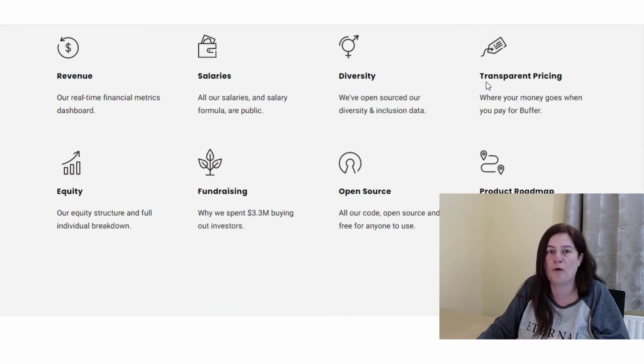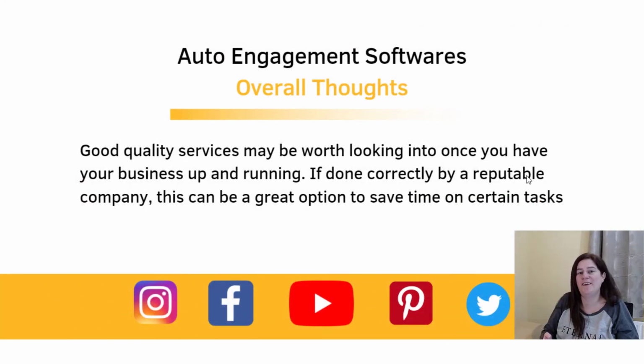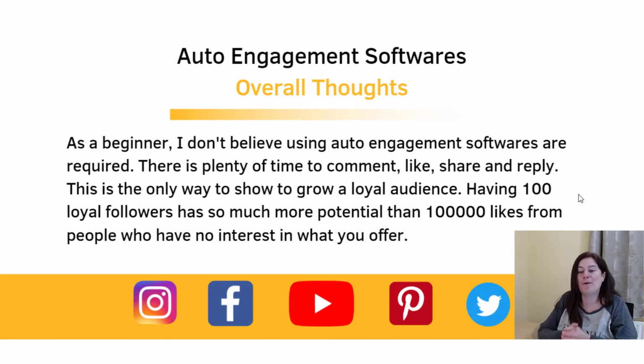if you are looking at automation. So my overall opinion of social media automation, the good quality services may be worth looking into once your business is up and running. If done correctly by a reputable company, this can be a great option for you to save time on certain tasks. However, if you are a beginner, I don't believe automation softwares are going to be that helpful.